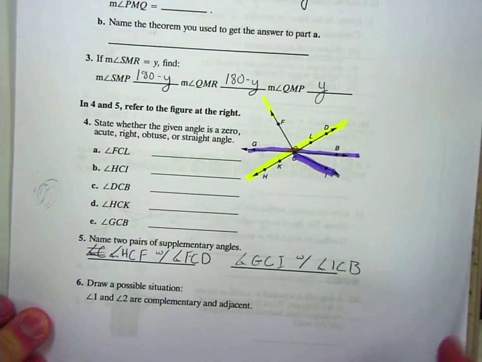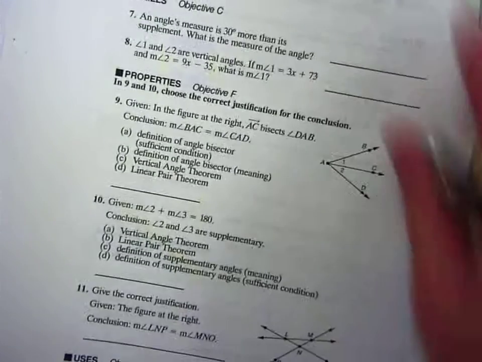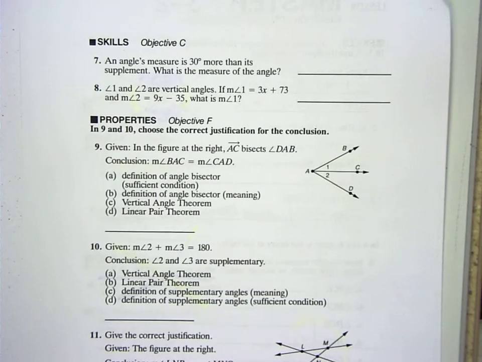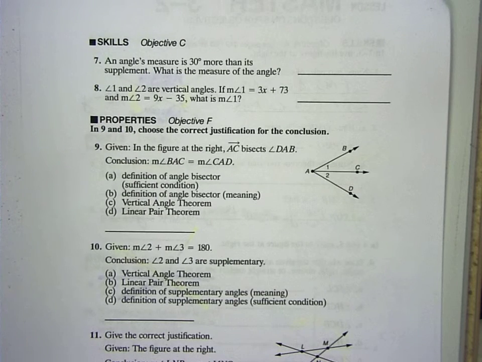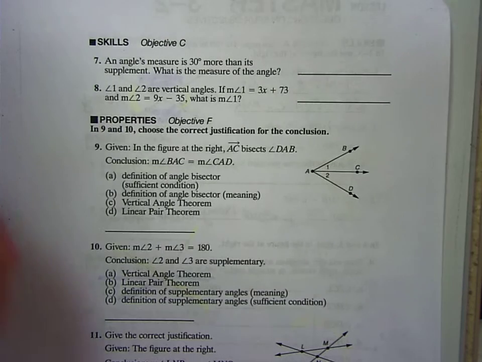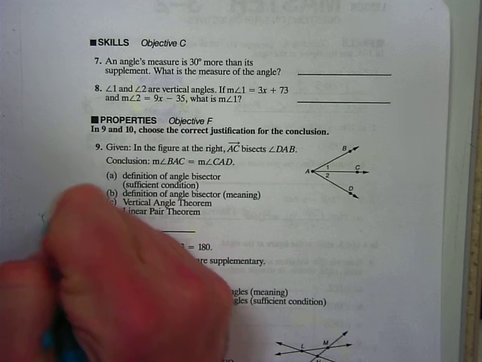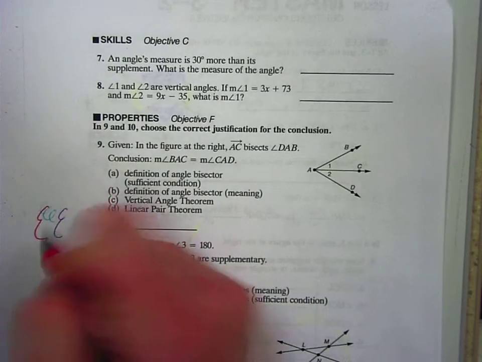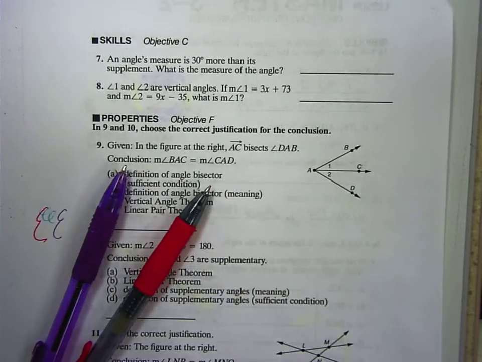Okay, next page. 7, we got to talk about setting that up. An angle measure is 30 degrees more than its supplement. What is the measure of the angle? Well, the first thing is we know we're adding up two angles, okay? So I'll get two different colored pens going. We know that when you add up those two angles, it's equal to 180 because we see the word supplement.